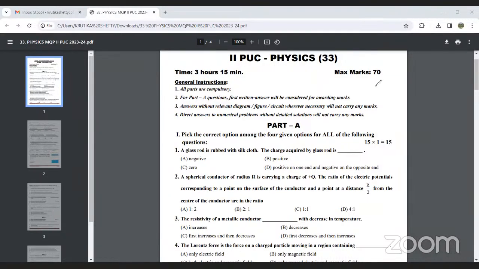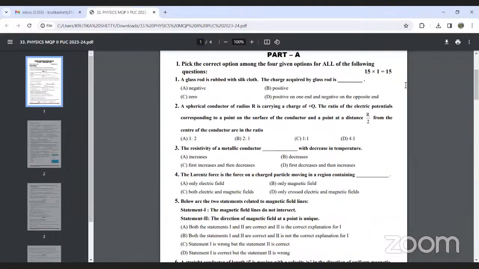So I'll go for the next question. Third question. The third question is: the resistivity of a metallic conductor with a decrease in temperature. So this is on the third topic.